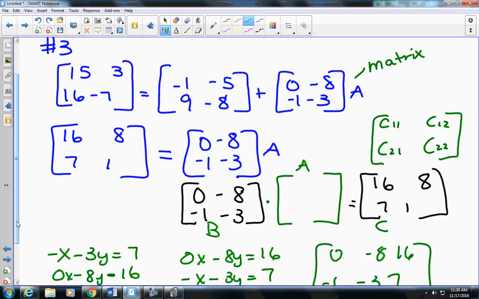I rewrote this so that I was reading it from left to right instead of from right to left. So what I did is I said, okay, here's the matrix that I know, and I just called it B because that was already called A. Times some matrix A should give me 16, 8, 7, and 1. And I labeled them A, B, and C. Okay?